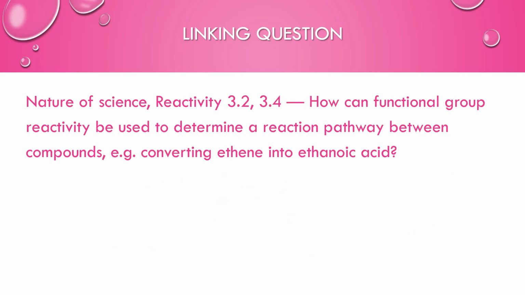Now this section also links forward to reactivity, 3.2 and 3.4. Functional groups can be used to determine a reaction pathway between compounds, so like ethene into ethanoic acid. If we understand how double bonds react, then we could turn it into something that maybe has a particular functional group in it that could maybe be then turned into a functional group like a carboxylic acid. So by knowing all of the individual functional group reactions, we can choose from those to build up an overall reaction pathway.